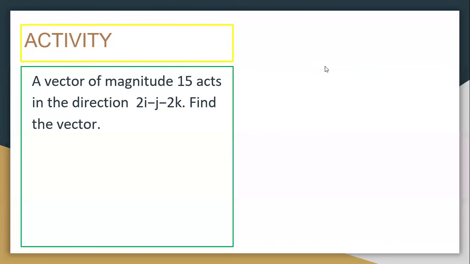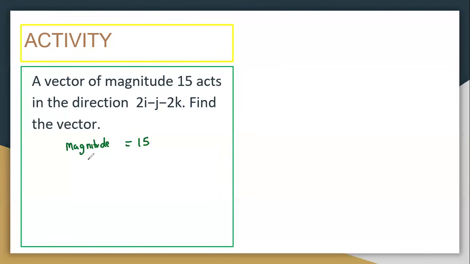Okay. We can start. So the first thing that I did was to identify what the question has given me. They have not given me the vector, but they have given me the magnitude, which is 15. Then the first thing I had to do was to find the unit direction, using the 2i, negative j, negative 2k.